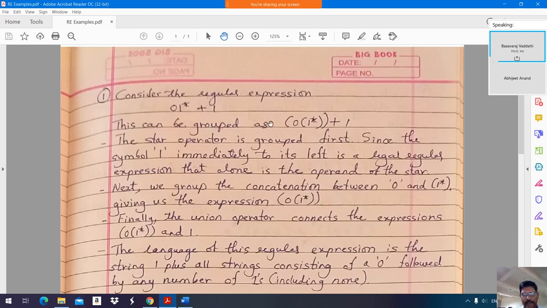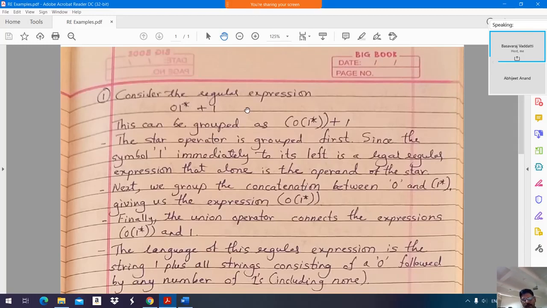The same thing I have written here. This can be grouped as 1 star, that is the inner parenthesis. After that, I have 0 concatenated with 1 star. That will give us another sub-expression, and that sub-expression is union with 1. That is, the star operator is grouped first, since it applies to the symbol 1. And the most important thing here is, you can observe, is this star applicable for only the symbol 1, or is this star applicable for 0, 1?